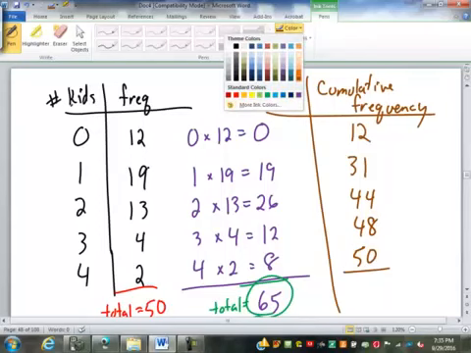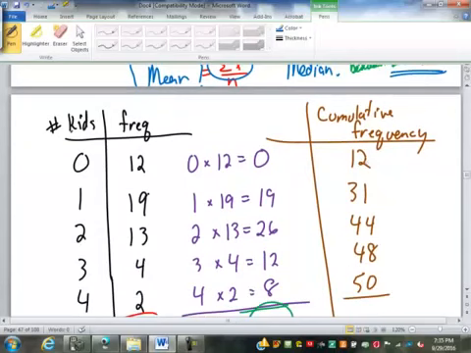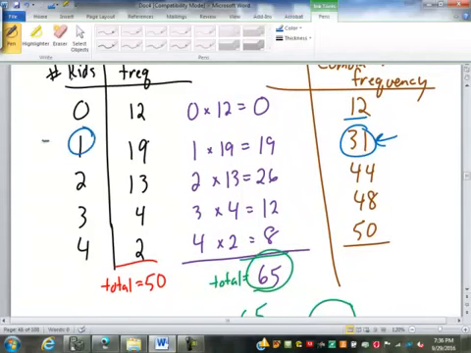What this cumulative frequency is saying is how many are at or below that value. Well, I can use that to find my median. My median is between the 25th and 26th value. Well, there's 12 zeros. It's not in there, is it? But there's 31 numbers that are at or below 1, aren't there? So the 25th and 26th fall between 12 and 31, don't they? If I were to list these out, 12 zeros, however many ones, the 25th and 26th numbers would both be 1s. So the median is 1.